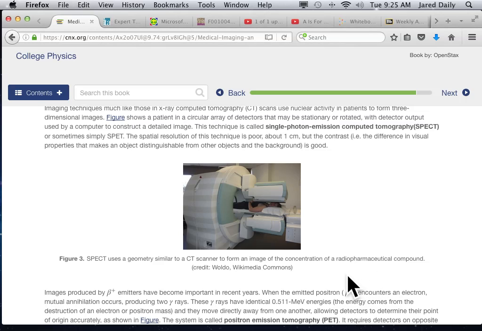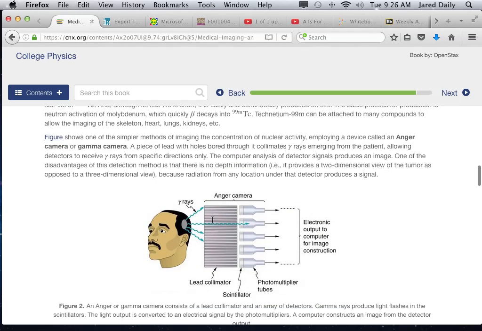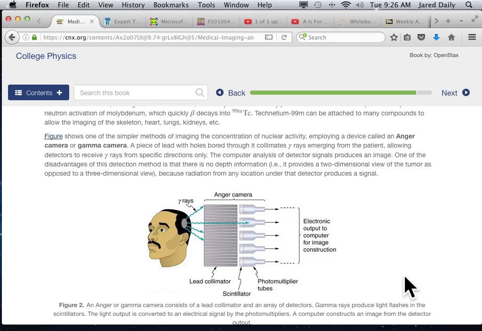So this one is single photon emission computed tomography, SPECT, which is similar to CT, which is the computed tomography, or CAT scan. But instead of using light or X-rays that are a little lower energy, this one is using single photons of gamma rays essentially. So it's using this kind of technology here with the angular camera.